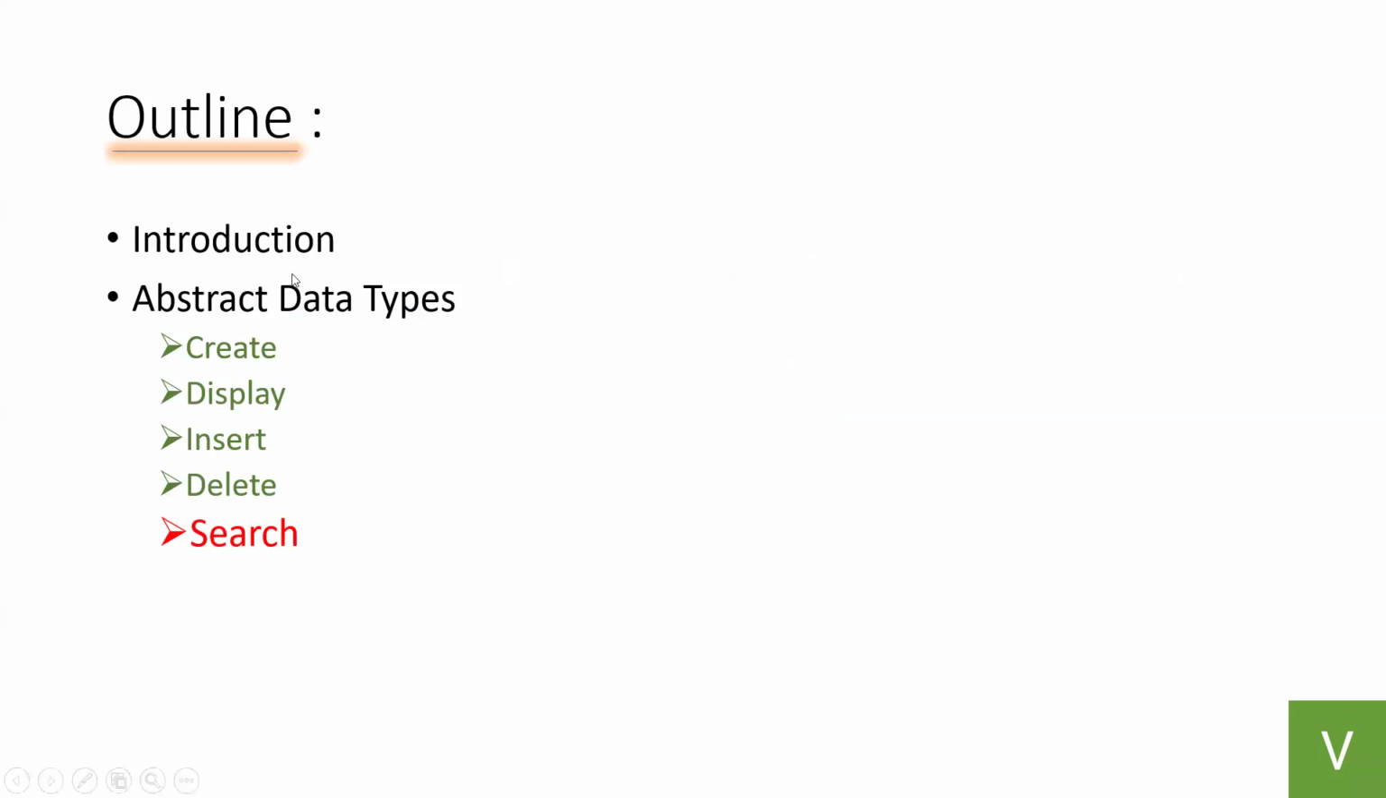So in this, I'm going to discuss what is meant by a double circular linked list, and the different abstract data types like create, display, insert, delete, and search. In this particular video, I'm going to discuss how the search function works in a double circular linked list. The remaining create, display, insert, and delete, I already discussed in the previous videos. So please watch them before watching this video.